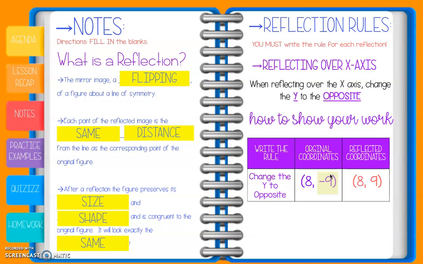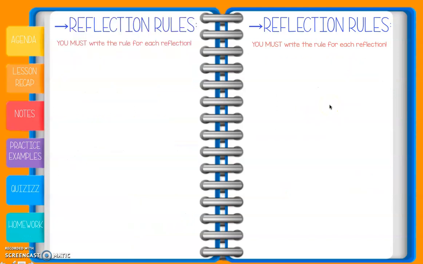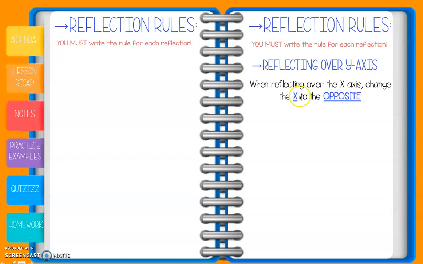Now, if we graphed both of those, the x-axis would be running between them. It would look like we took that first point and just flipped it over the x-axis. So if we're reflecting over the x, change the y to its opposite. Next, we're going to talk about reflecting over the y. When we're reflecting over the y, exactly opposite of the other one, we're going to change the x-coordinate to its opposite. So how do I show my work?